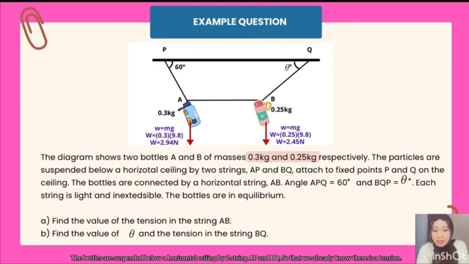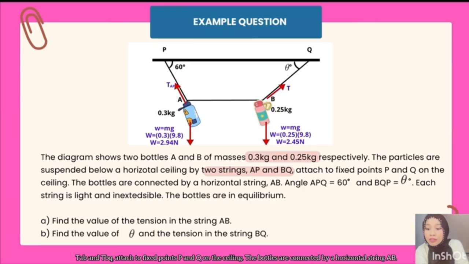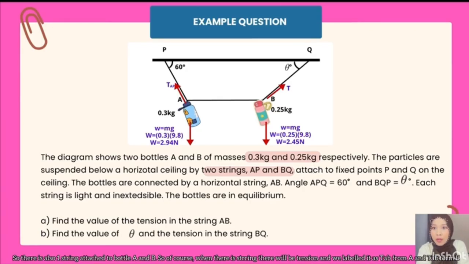The bottles are suspended below a horizontal ceiling by 2 strings AP and BQ. So we already know there is a tension TAP and TBQ attached to fixed points P and Q on the ceiling. The bottles are connected by a horizontal string AB. So there is also one string connecting A and B. Of course, when there is a string, there will be a tension. So tension AB from A and tension AB from B.